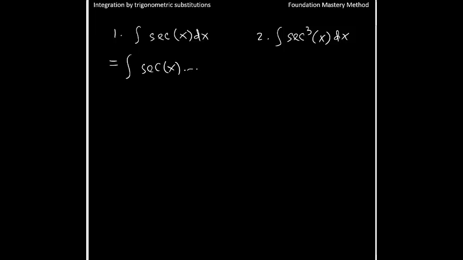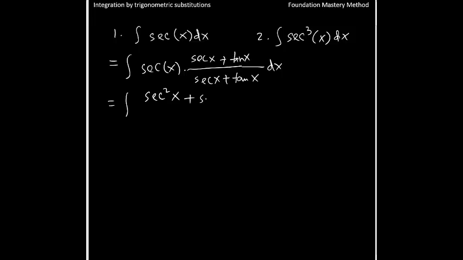So the small trick we have seen: if you do the integral of secant x, multiply numerator and denominator by secant x plus tangent x, dx. Now if you look at the top, you distribute your secant, so secant squared x plus secant x tan x over secant x plus tan x dx.